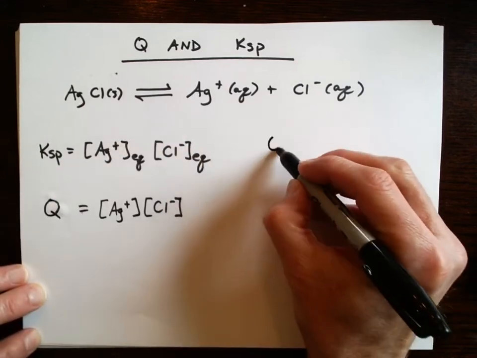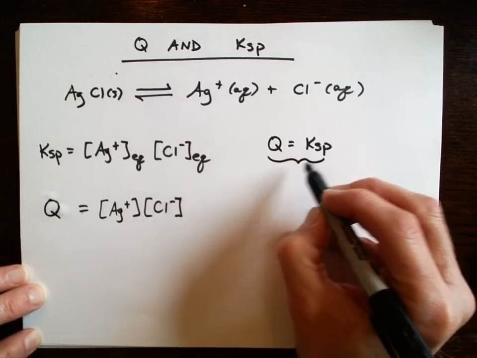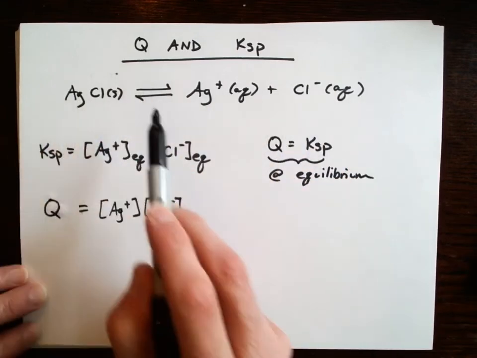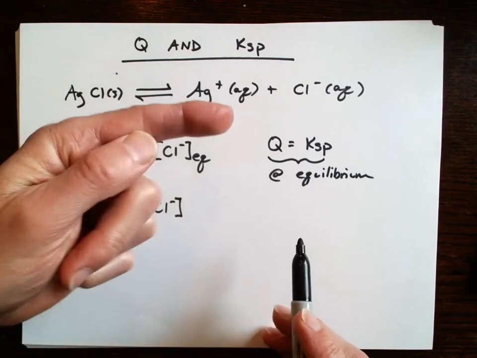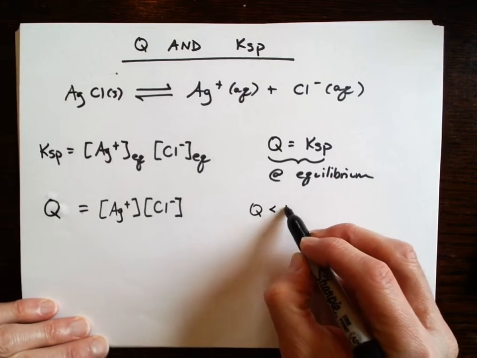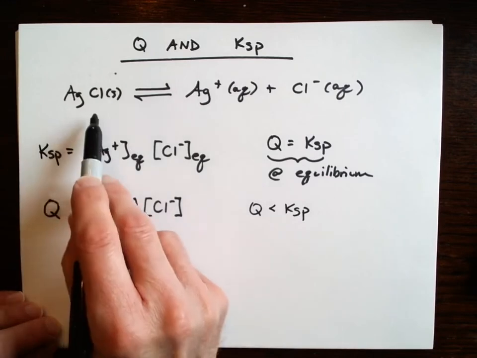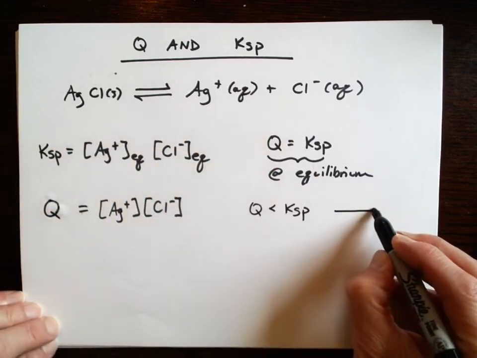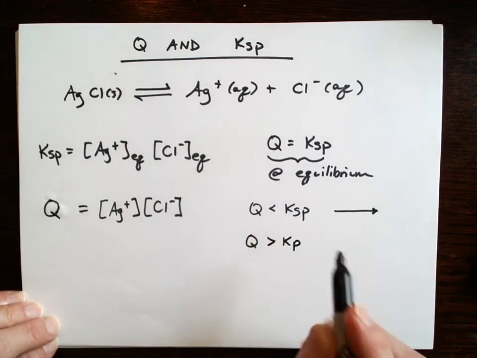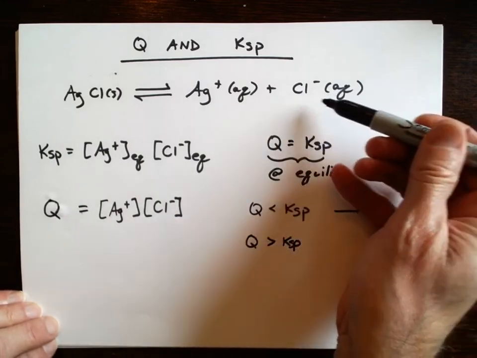So if Q is equal to KSP, you might remember when Q and K are equal, we're at equilibrium. In this case, the reaction is not going to proceed in a large direction in one direction or another. Overall, the reaction is at rest. If Q is less than KSP, then the reaction has not gone far enough and it's going to proceed in the forward direction, from reactants to products. If Q is greater than KSP, then the reaction has gone too far, so to speak, and the reaction will proceed in this direction.